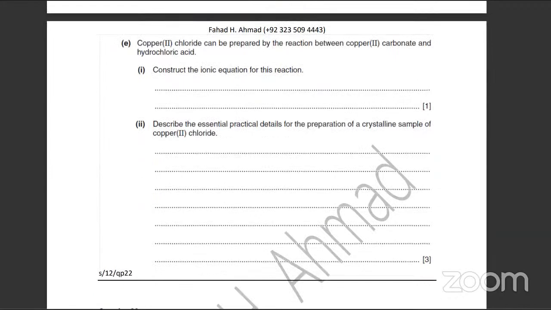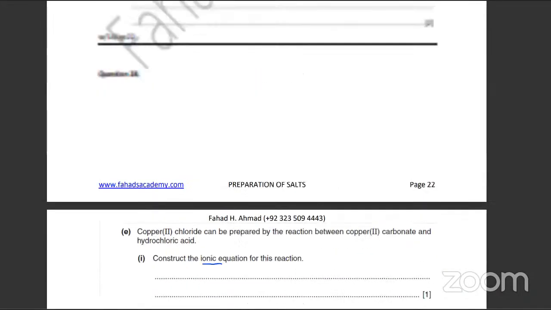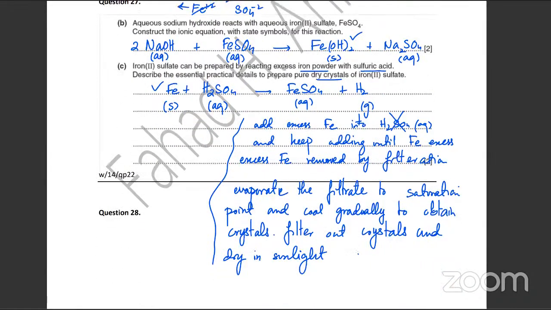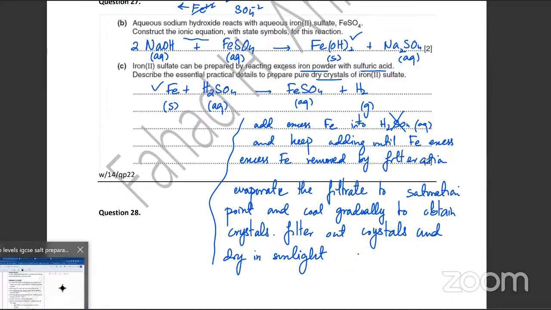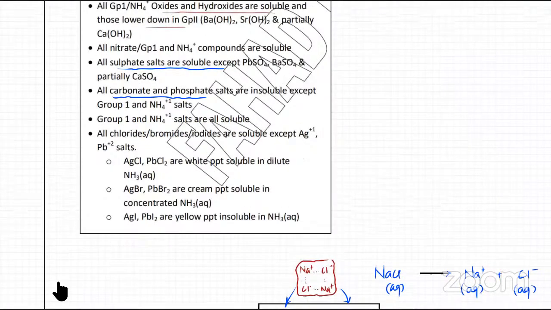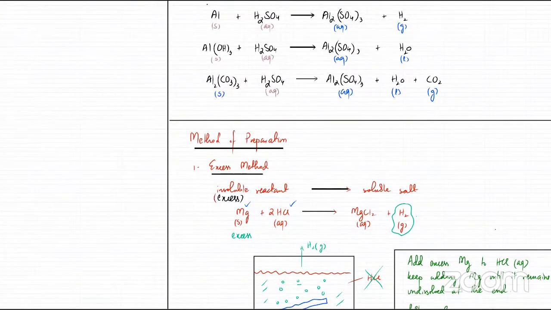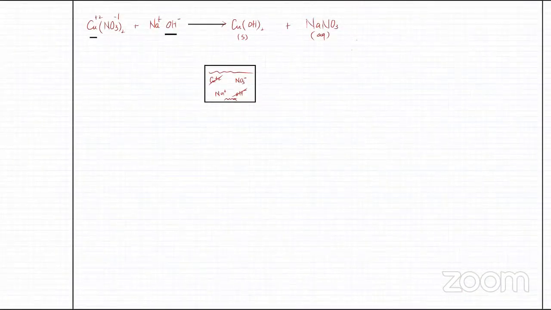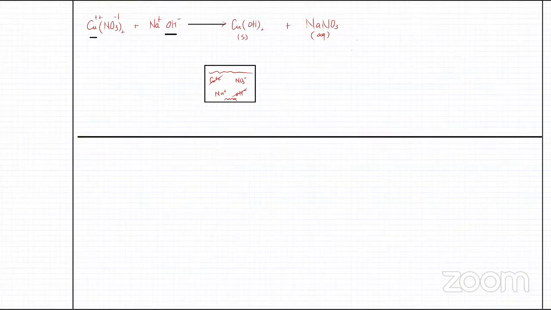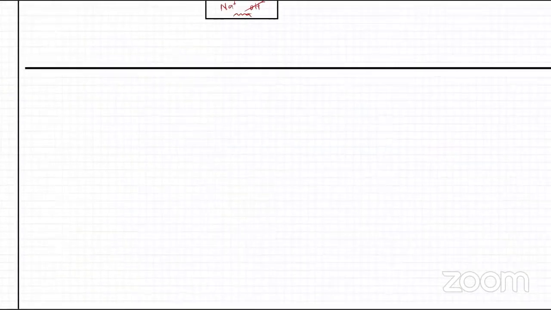Now here's another one. I said there's a thing called ionic equations. We didn't actually do the ionic equations, but even in the previous one, he didn't ask for the full equation. He was asking for the ionic equation. So let me tell you quickly what the ionic equation is. The ionic equation is that you remove spectator ions.